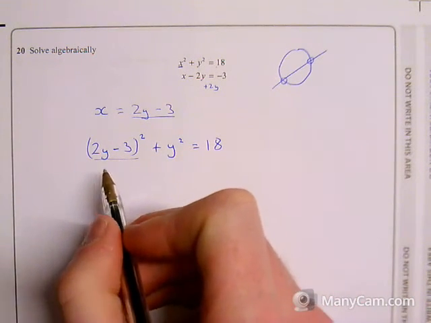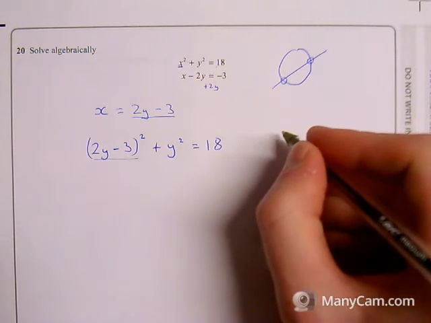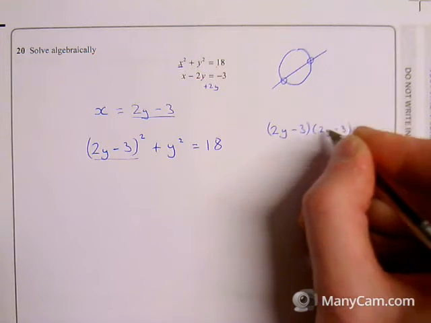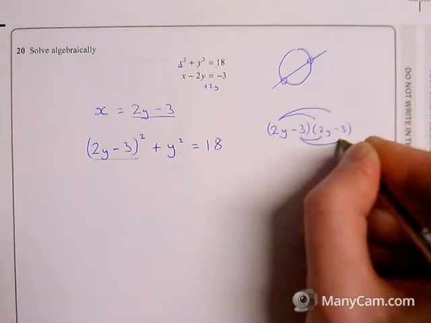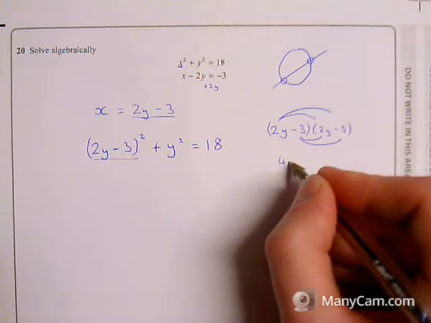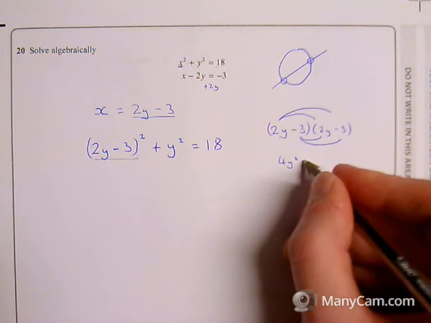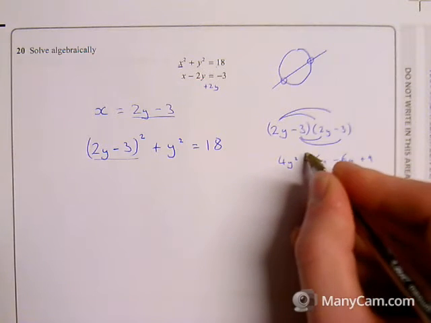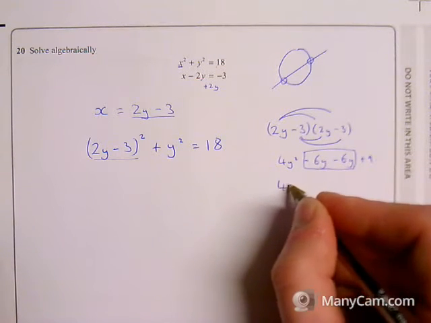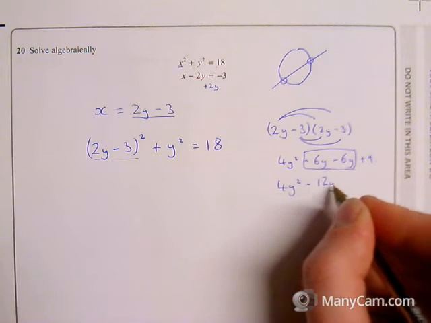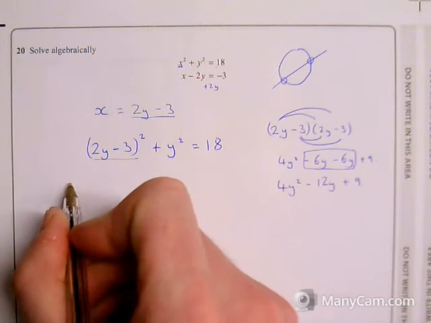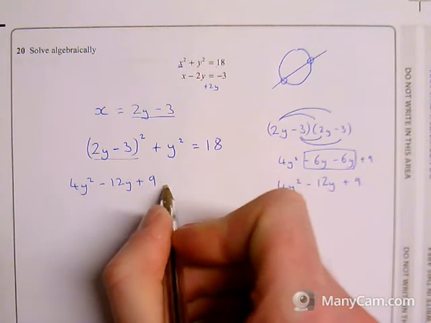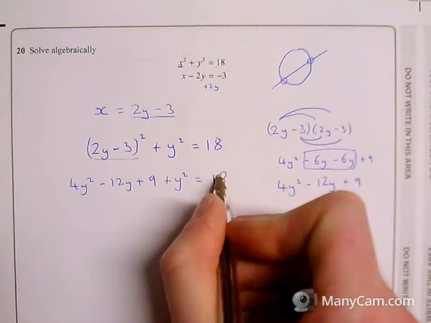Then I need to expand that bracket out. I don't mind what way you do it, but I'm going to just jot over in the corner, 2y take away 3, and then 2y take away 3, and draw my lines along the top. So I've got 4y squared, and then minus 6y, minus 6y, and plus 9. The parts in the middle simplify, so we've got 4y squared minus 12y plus 9. Going back over here, we've got 4y squared minus 12y plus 9, and then plus this y squared, and that's equal to 18.